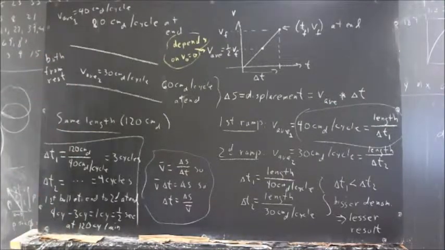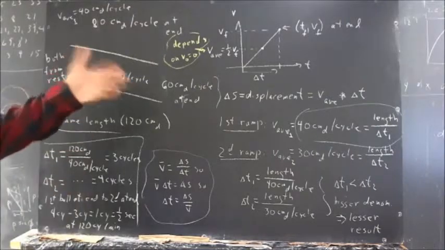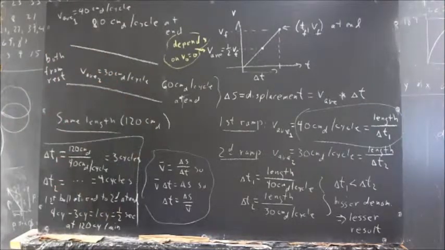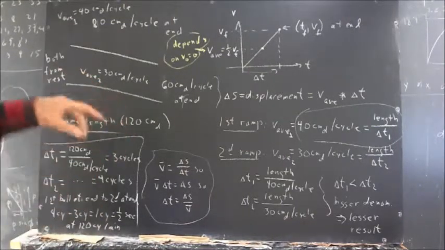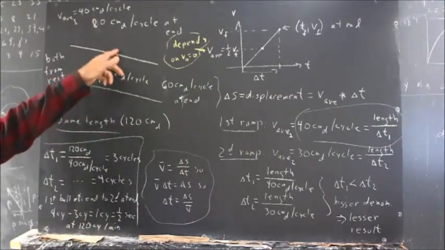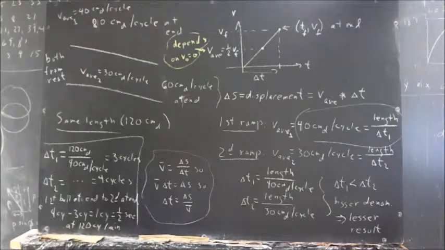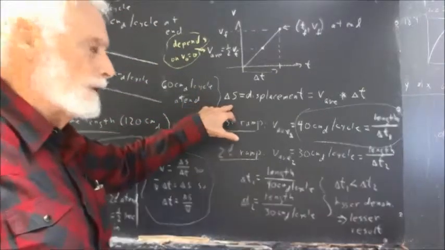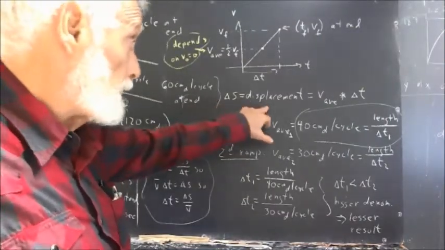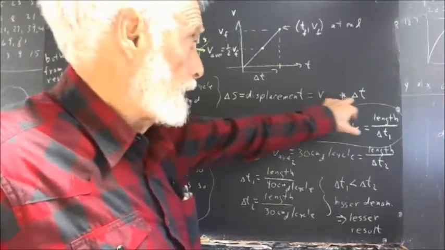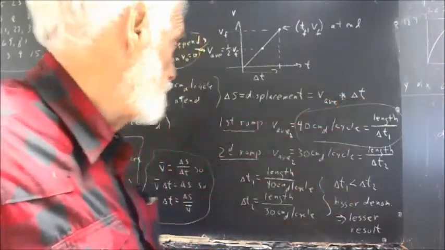The first question then is, how long does it take the first ball to get to the end of the ramp? How long does it take the second ball to get to the end of the ramp? Actually, before that, we ask which ball will get to the end of its ramp first. We'll see how long it takes to get to the end of the ramp. But in each case, the displacement, delta S, is equal to the average velocity times delta t.